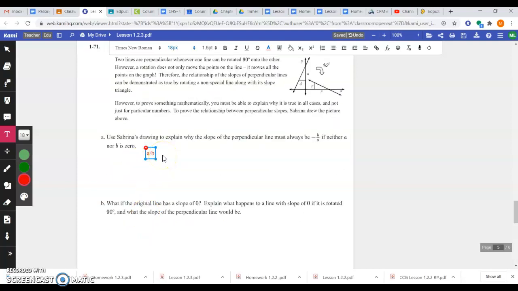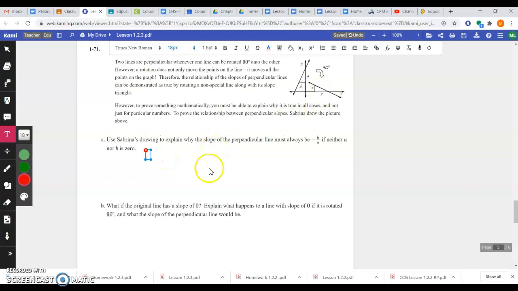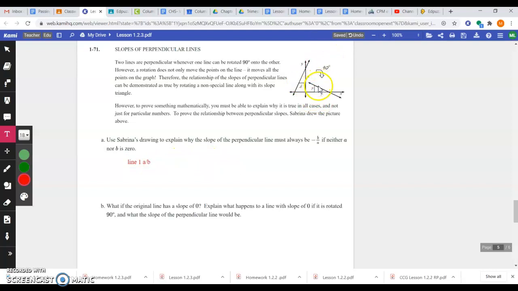But what that's saying is trying to use Sabrina's drawing to explain that. Well, you could write this all different ways. But you could see in line 1 that they give us, you have a positive A over B, and then when you rotate that line, your A is now becoming your run, and your B is now becoming your rise. And like I said in the first video, if it's going left to right, that's negative, so it's going down and then positive to the right, and so that makes line 2 a negative B over A.